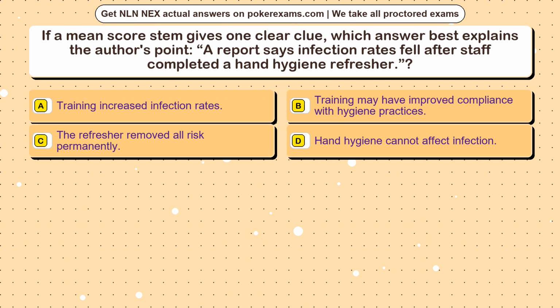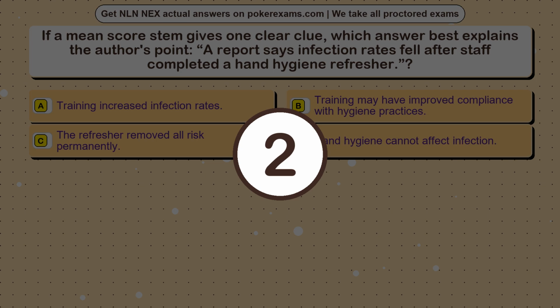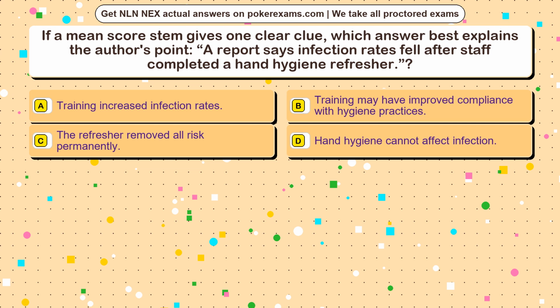Question 4. If a mean score stem gives one clear clue, which answer best explains the author's point? A report says infection rates fell after staff completed a hand hygiene refresher. Option A, training increased infection rates. Option B, training may have improved compliance with hygiene practices. Option C, the refresher removed all risk permanently. Option D, hand hygiene cannot affect infection. The correct answer is option.